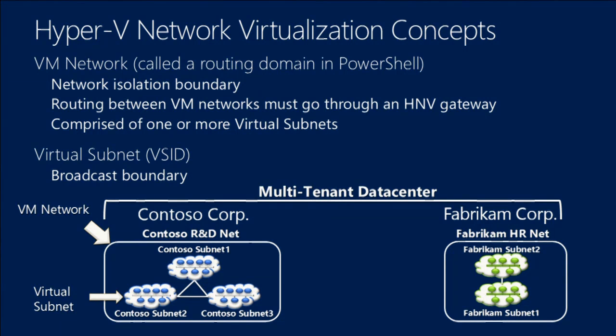So you have a multi-tenant data center. You have the usual customer, Contoso, and the Fabricant. They have this VM network on each side. And within each virtual network, they have multiple VSIDs. Contoso has 3 VSIDs, with 3 MAC IP subnets and 3 MAC address broadcast domains. And the Fabricant has 2 VSIDs. Now, between Contoso and the Fabricant, they can actually have overlapped IP addresses. Why? Because the VM network provides this isolation.